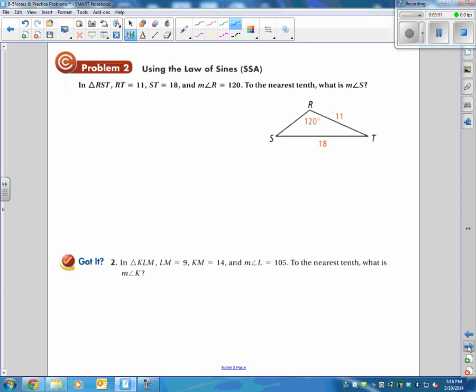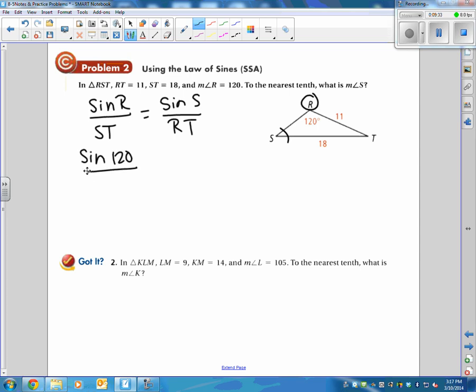We can also use the law of sines to find the missing angles, and we'll do that in this particular one. We have been given angle R, and we're looking for angle S. So I will say that the sine of R over its opposite side, which is ST, equals the sine of S over its opposite side, which is RT. Then we fill in the actual values. The sine of R is the sine of 120 over ST, which is 18, and the sine of S is what we're looking for over RT, which is 11.